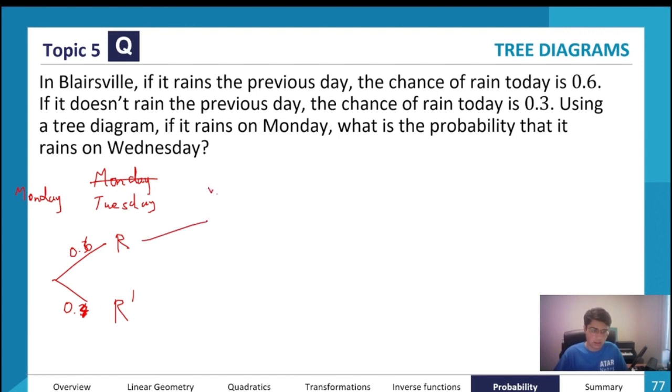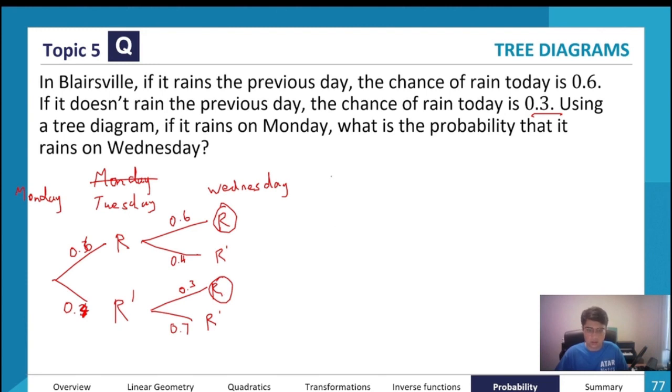Then we can look at Wednesday, whether it rains or not, that's our event of concern. So rain, not rain, and then rain, and not rain. If it rained on Tuesday, then the odds of it raining on Wednesday are 0.6 and 0.4 for not raining. If it didn't rain on Tuesday, then the odds of it raining on Wednesday is 0.3, and the odds of it not raining is 0.7. We're looking for the probability that it rains on Wednesday. So what are the outcomes where it rains on Wednesday? It's this one or it's this one.